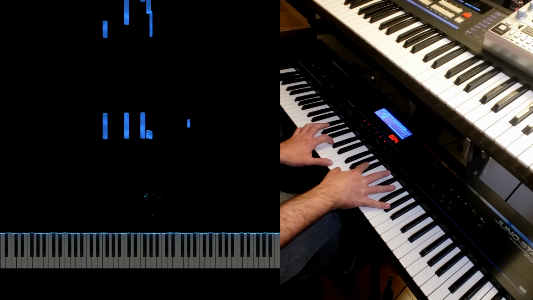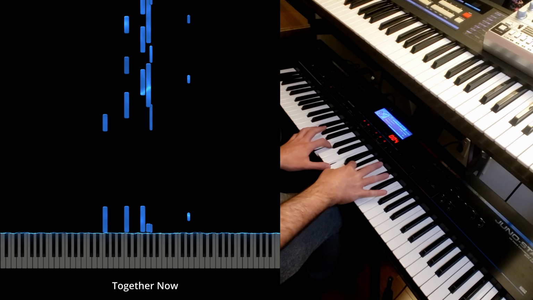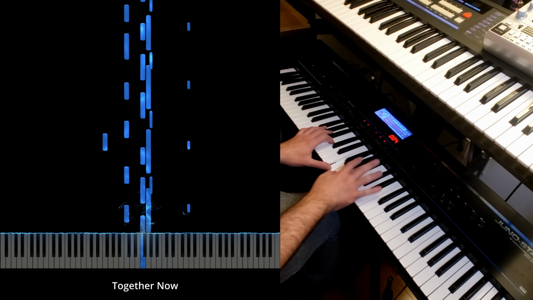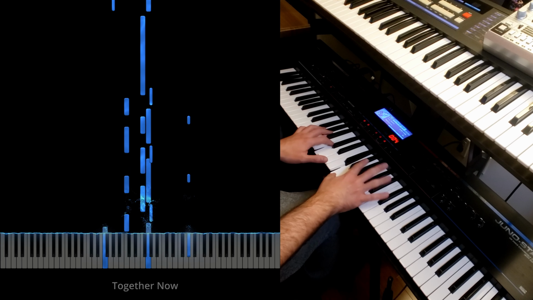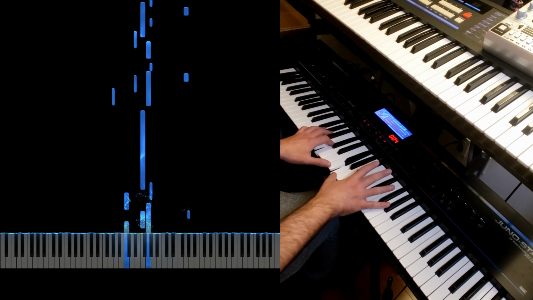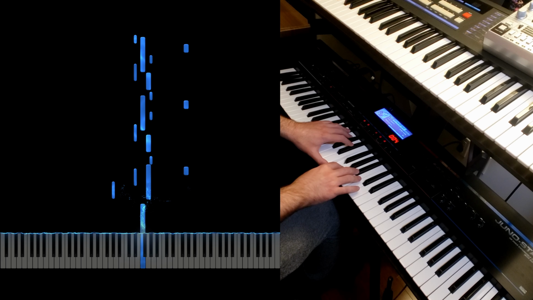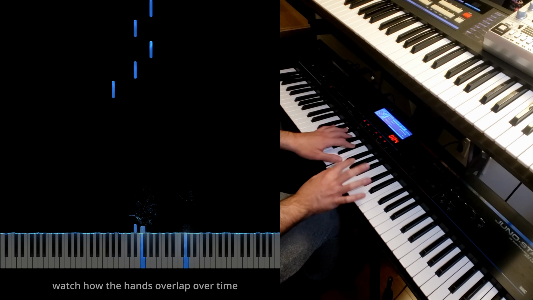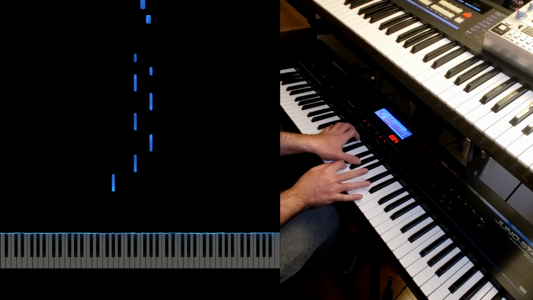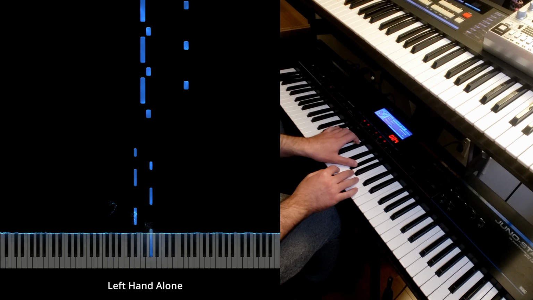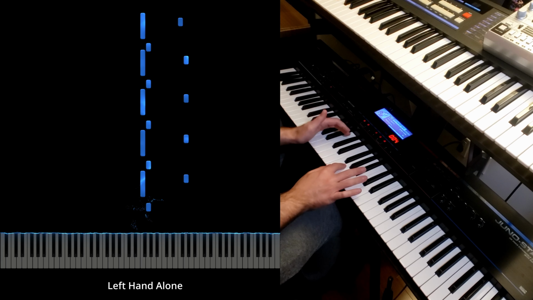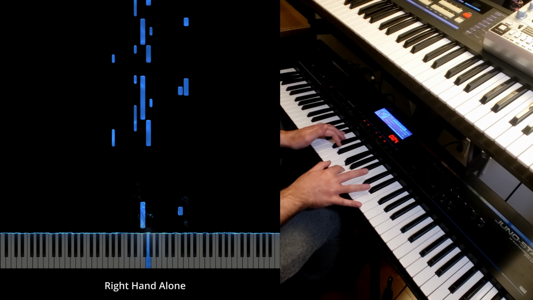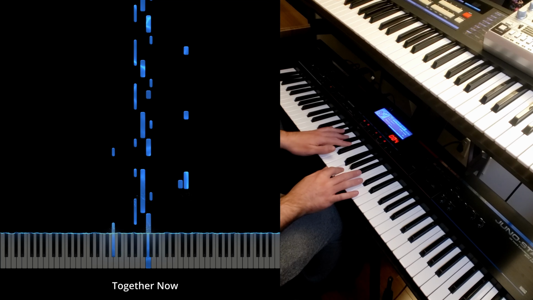So if you have those two things, it creates this kind of chord there. And then there's this next chord. So what's happening there is now both hands are overlapping, right? And this hand's doing. Together.